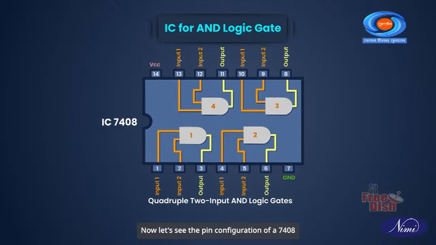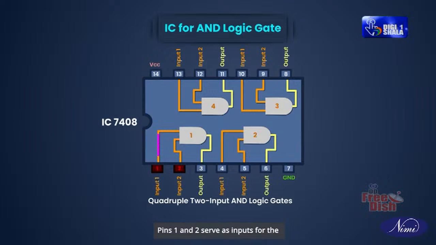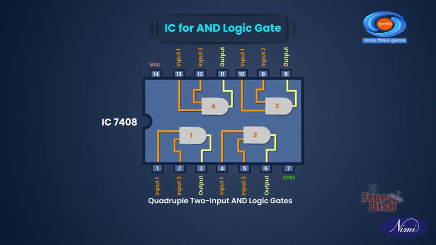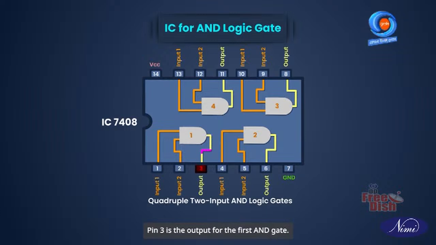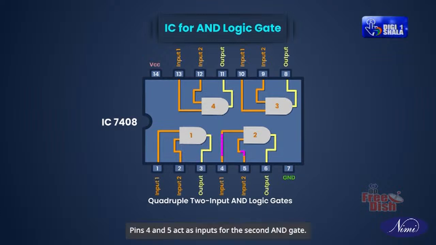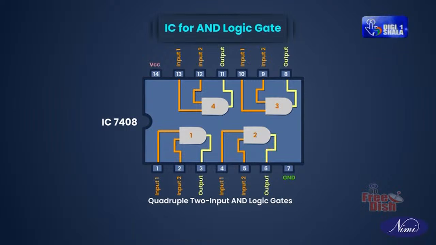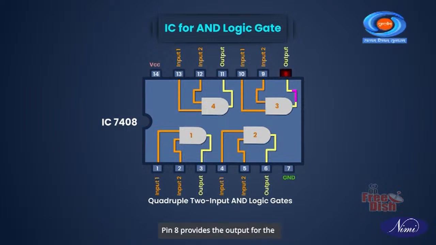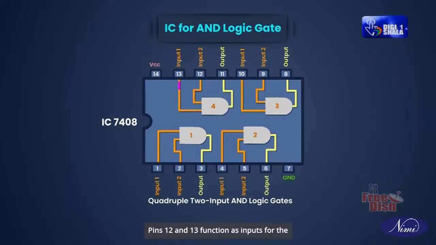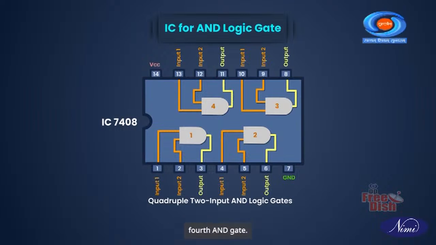Now let's see the pin configuration of a 7408 integrated circuit. Pins 1 and 2 serve as inputs for the first AND gate. Pin 3 is the output for the first AND gate. Pins 4 and 5 act as inputs for the second AND gate. Pin 6 is the output for the second AND gate. Pins 9 and 10 are designated as inputs for the third AND gate. Pin 8 provides the output for the third AND gate. Pins 12 and 13 function as inputs for the fourth AND gate. Pin 11 is the output for the fourth AND gate.